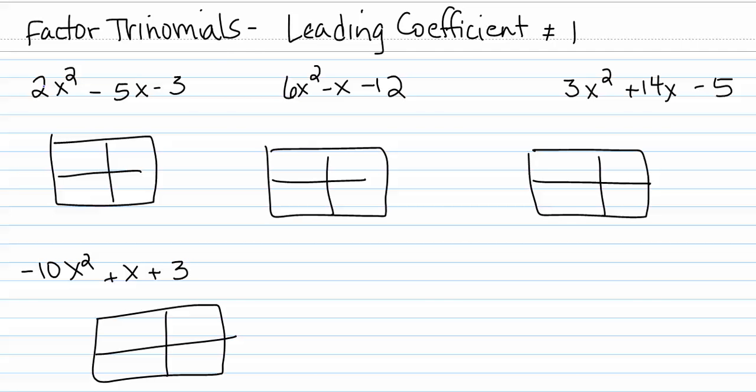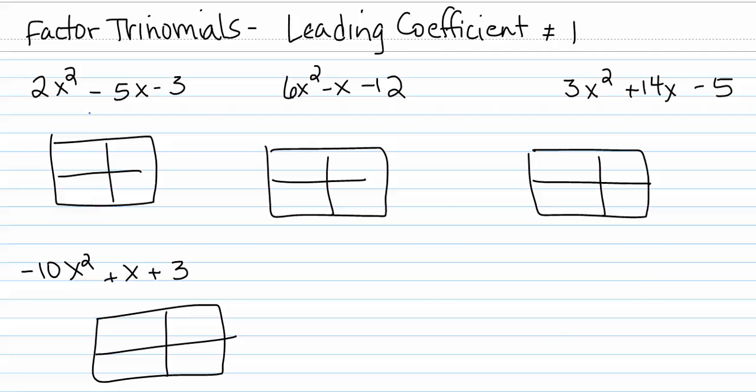Okay, we're going to continue factoring trinomials. The only thing different from the last video is that this time the number in front of the x squared term, known as the leading coefficient, is not going to be a 1. It's going to be a number other than 1. So it doesn't really change the process for doing this. It just changes the number of possibilities that could work for our solution.